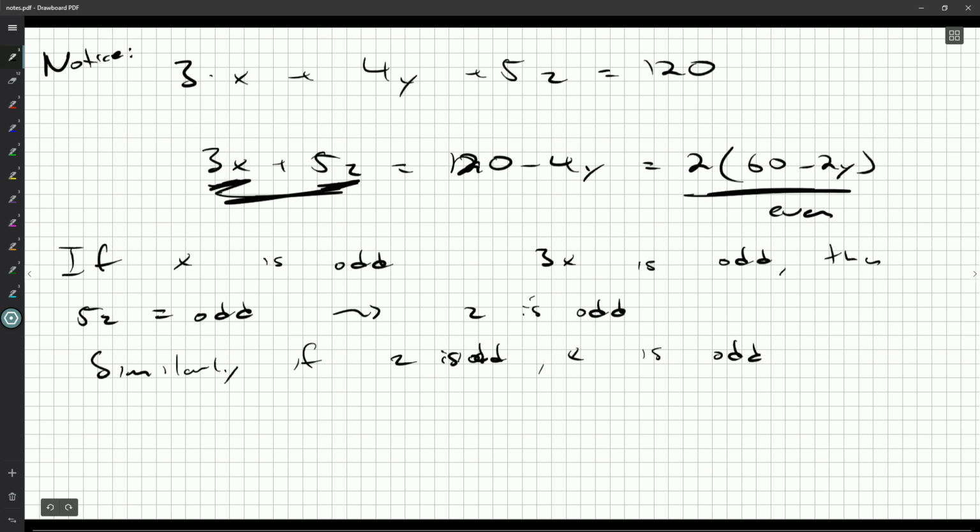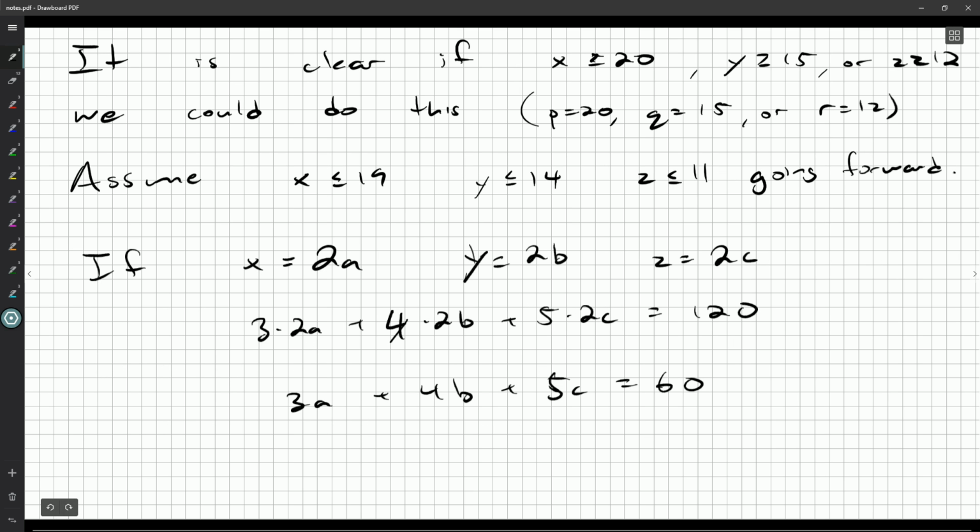Okay, so what we can conclude is x and z have the same parity. And parity is just a fancy word for oddness and evenness. If 2 numbers have the same parity, then when one is odd, the other one's odd. When one is even, the other is even. If they have different parities, then when one is odd, the other one's even. When one is even, the other one's odd. But that's kind of interesting. X and Z have the same parity.